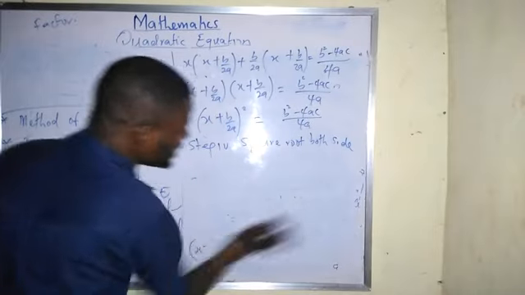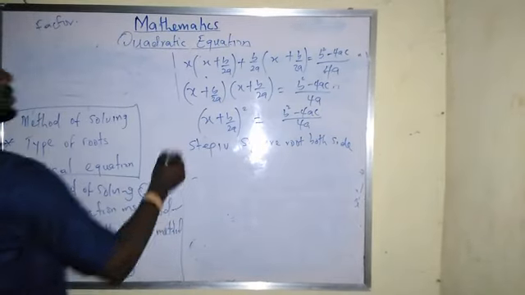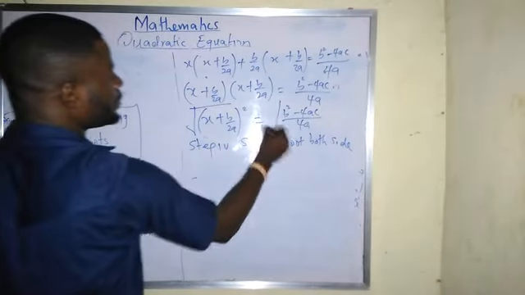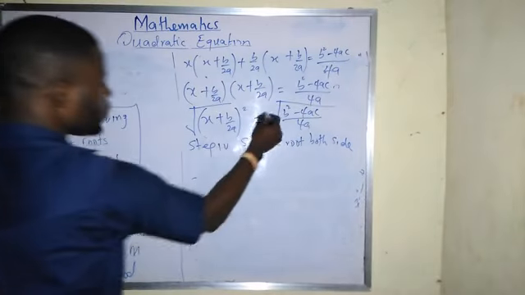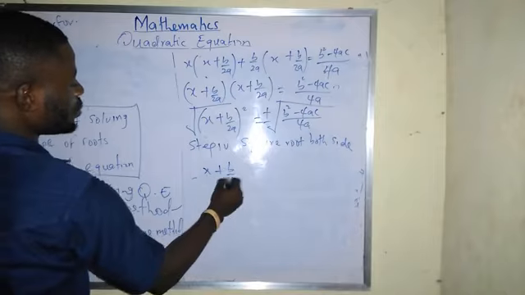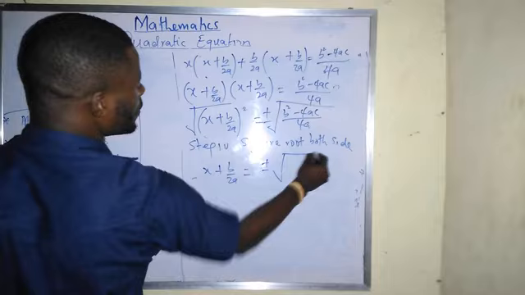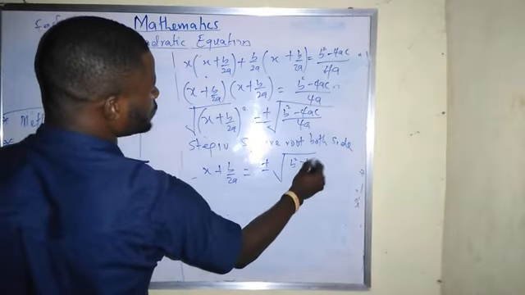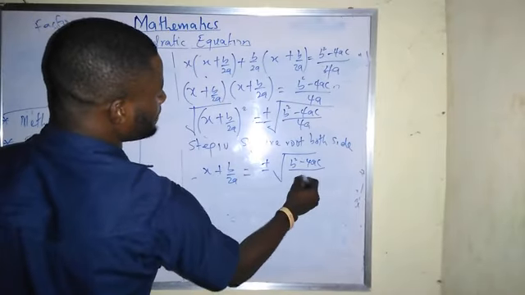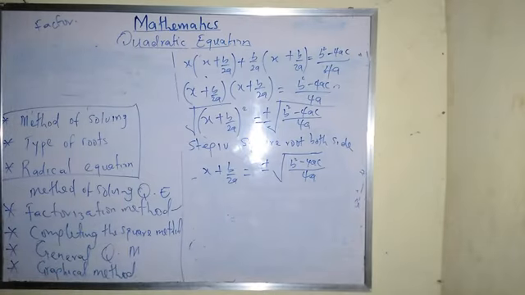Now, it means root both sides. At this point, plus or minus will be indicated. It means x plus b all over 2a equals plus or minus root of b squared minus 4ac all over. Make sure you have it inside the bracket.